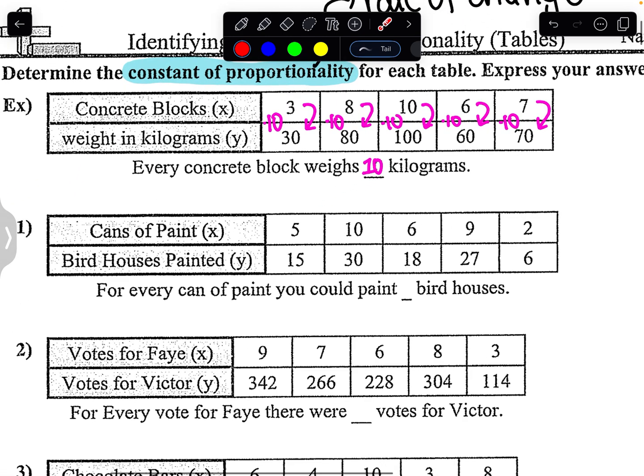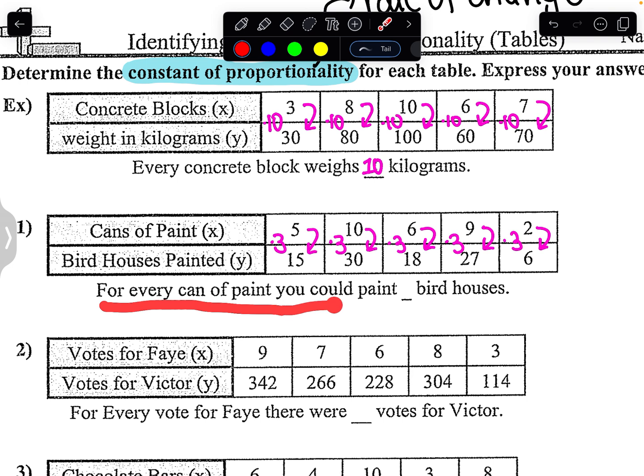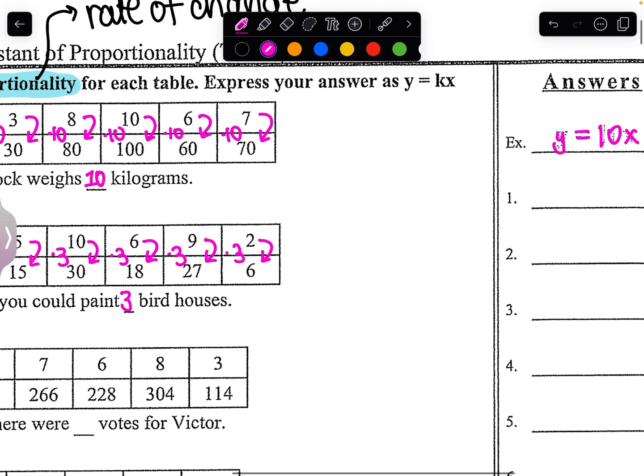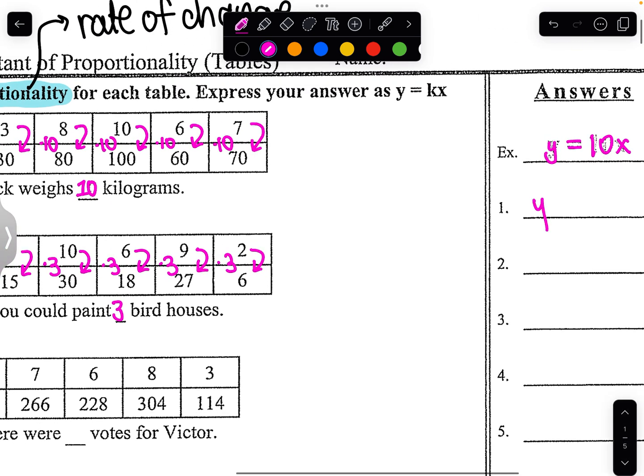So if I look at number 1, the number that is being consistently multiplied from x to y is 3. Which means for every can of paint, you would paint 3 houses. And then my equation for that would be y equals 3x.